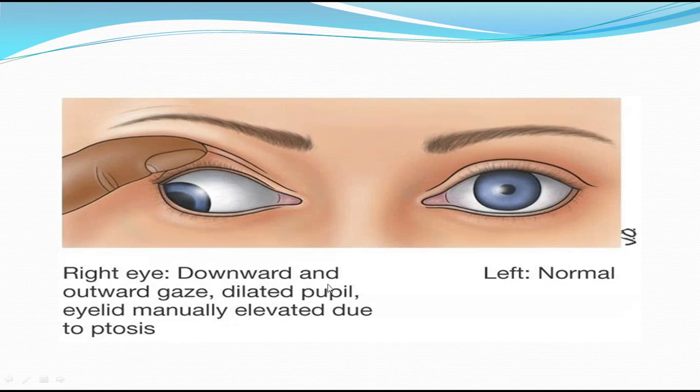Next, there is a downward and outward gaze and a dilated pupil, and you have to manually elevate the eyelid. Why? Levator palpebrae superioris is paralyzed. Why is it going downward and outward? Because the oculomotor nerve is damaged, all the extraocular muscles are paralyzed. The lateral rectus and superior oblique are still working, therefore it goes like this. Why a dilated pupil? Just now I told you, paralysis of constrictor pupillae, but the dilator pupillae is still working. This side is normal.